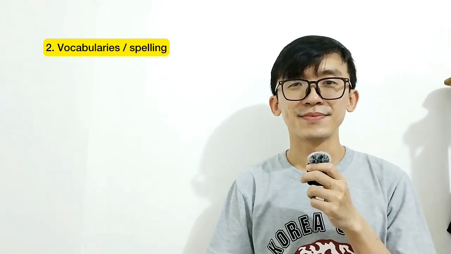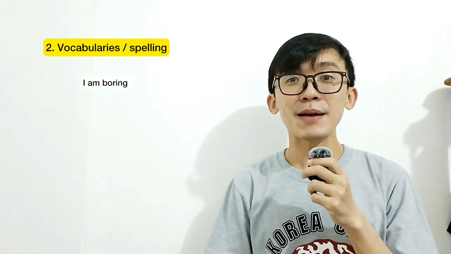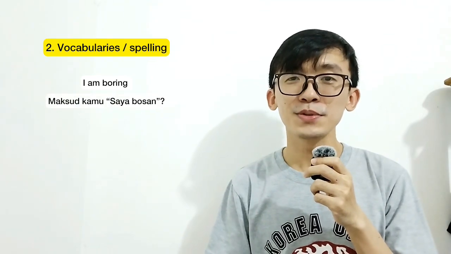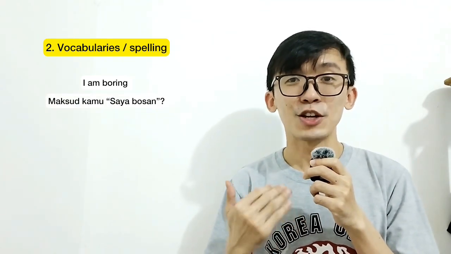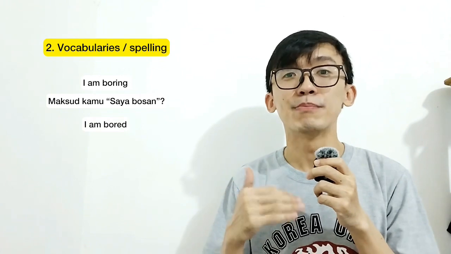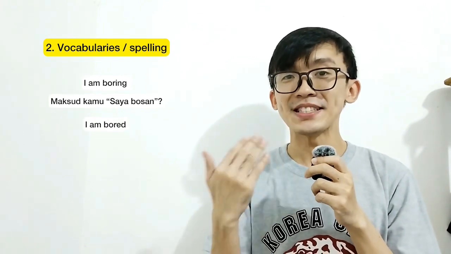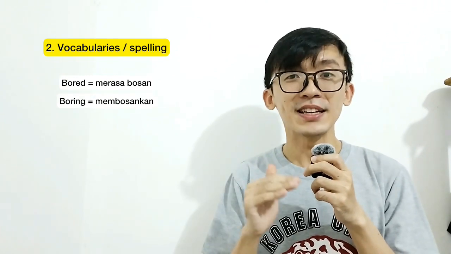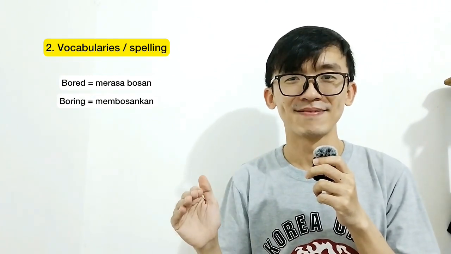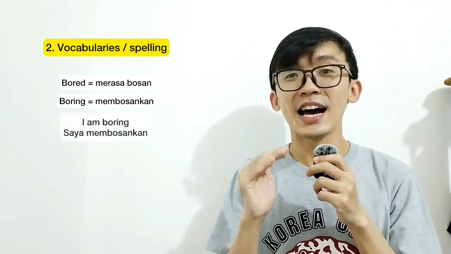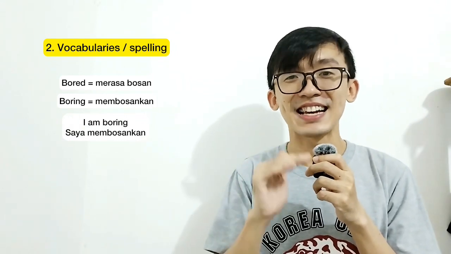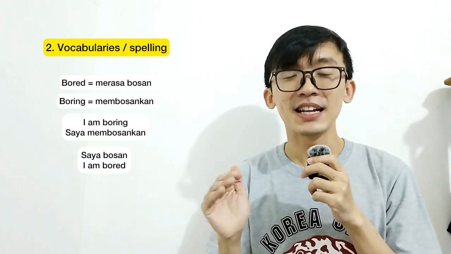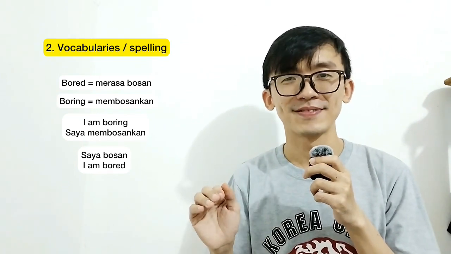Another example. Maybe they say, I am boring. Maybe we can ask them, maksud kamu, saya bosan. Kalau saya bosan, bahasa Inggrisnya adalah I am bored. And then we can tell them, bored itu merasa bosan. Boring itu adalah membosankan. Jadi kalau kamu bilang, I am boring, ini sebenarnya adalah saya membosankan. Tapi kalau kamu mau bilang, saya bosan, harusnya adalah I am bored.